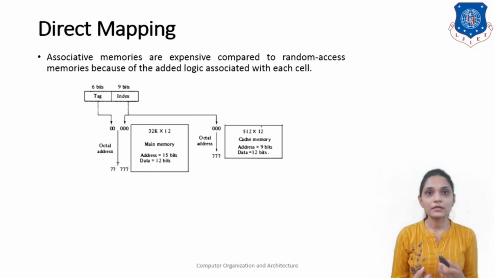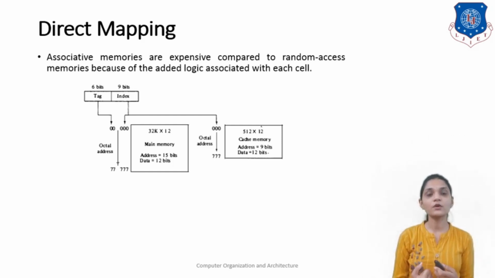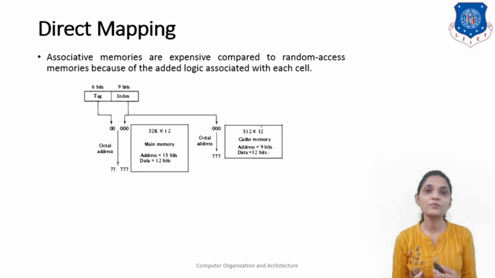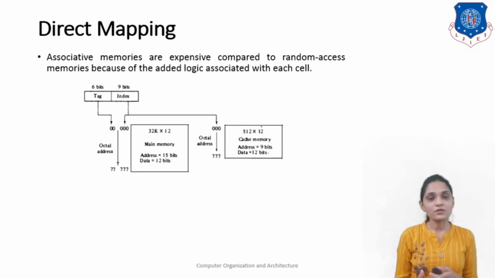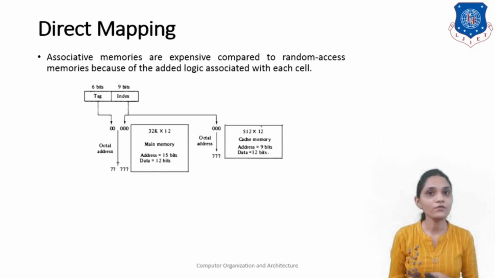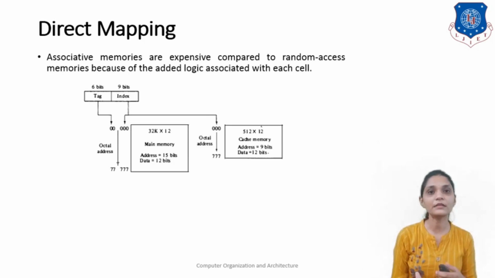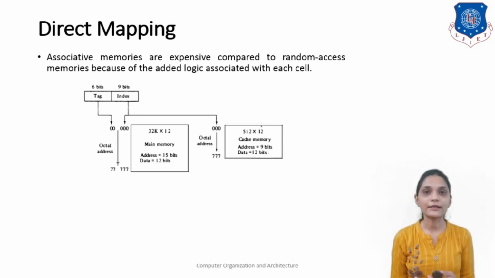So here the cache memory will have an address of 9 bits because 2 raised to 9 equals 512. So our cache memory's address will be of 9 bits. The address of the main memory will be of 15 bits. So our actual address will be of 15 bits, and that is going to be mapped between the main memory and the cache memory, which has a 9-bit address. So how will it work, let us see.